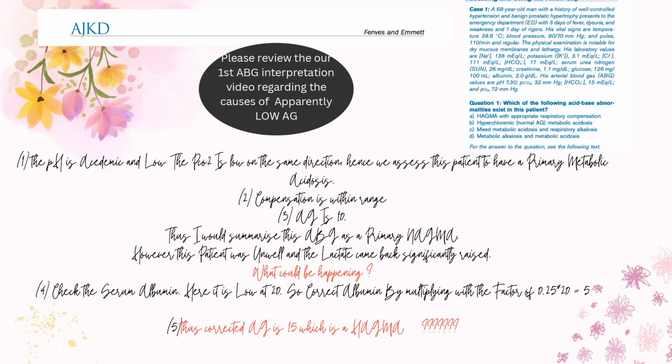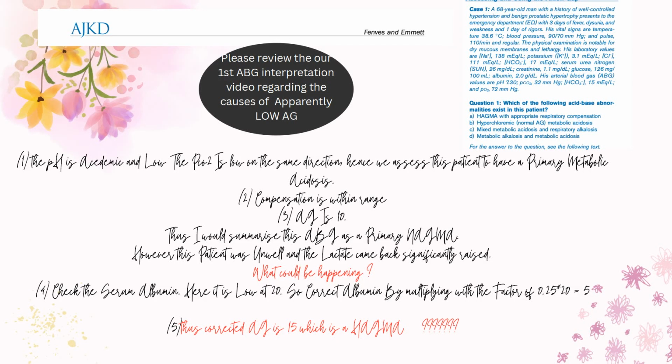So when you look at the values, the pH is low, PCO2 is low, so we would assess that this patient has a primary metabolic acidosis. Okay, both going in the same direction, so I would say a metabolic acidosis. I would look at compensation using Winter's formula, which is appropriate in this situation. So, an adequately compensated primary metabolic acidosis. The next step in a metabolic acidosis, we would do an anion gap, which is 10 in this patient. So thus, I would summarize that this patient's ABG scenario is indicating an adequately compensated NAGMA. Okay, so far so good.